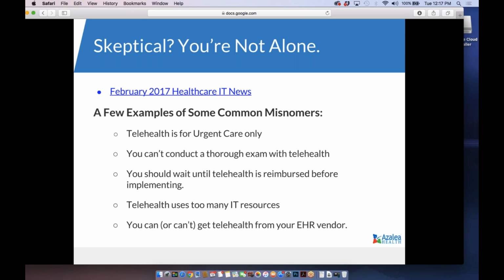So I spent a lot of time on that slide because I think it's a really important slide. I encourage you all to read the article from Healthcare IT News. Next slide.